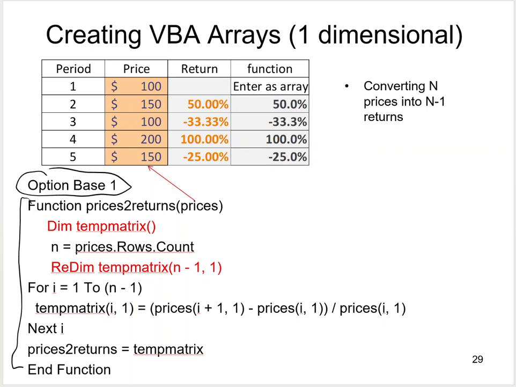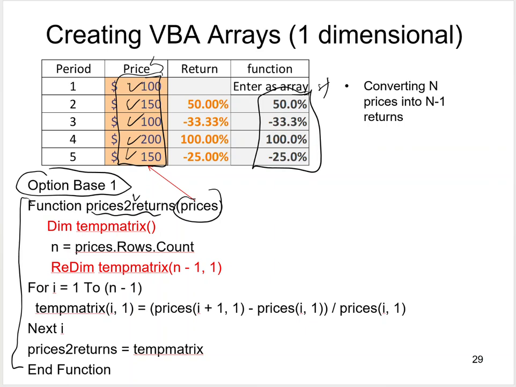So here's what this program is going to do. The program prices to returns only has one parameter, prices. So the user is going to input, in this case, this 5x1, 5 rows, 1 column of prices: $100, $150, $100, $200, $150. And what the function is going to do is give you percent returns. Hence the program's called prices to returns. Notice that if there are 5 prices, you only get 4 returns. Or more generally, if you have n number of prices, you get n minus 1 returns.